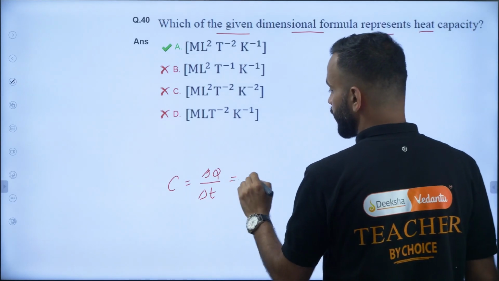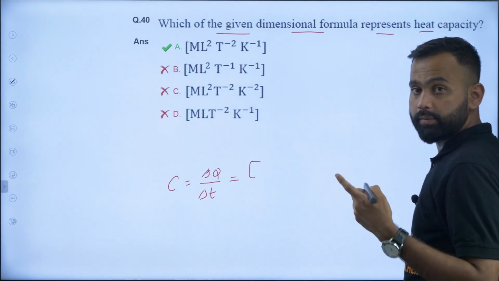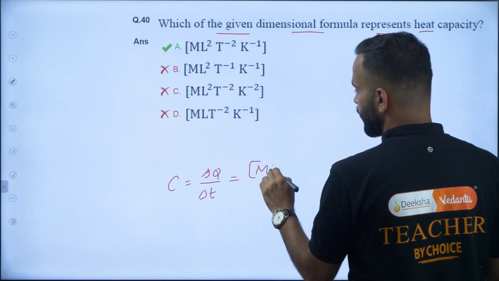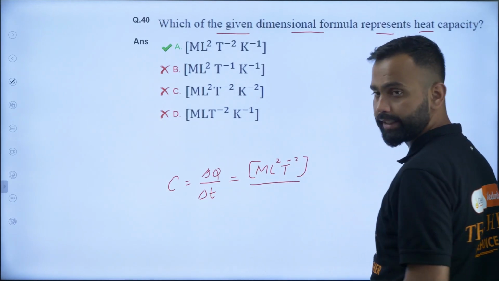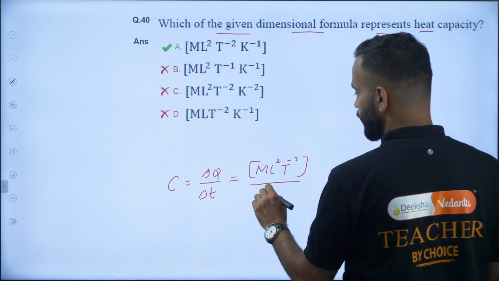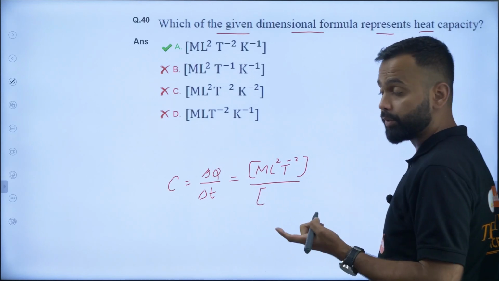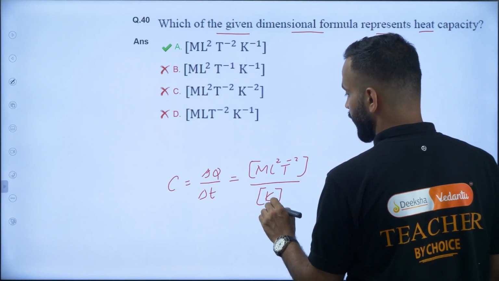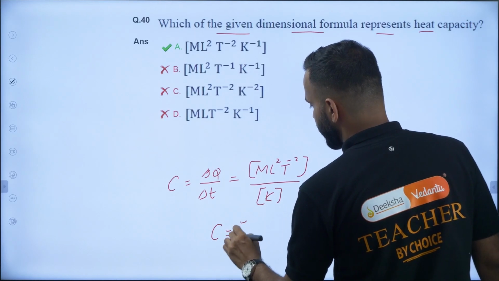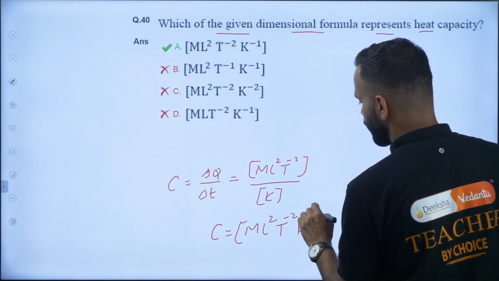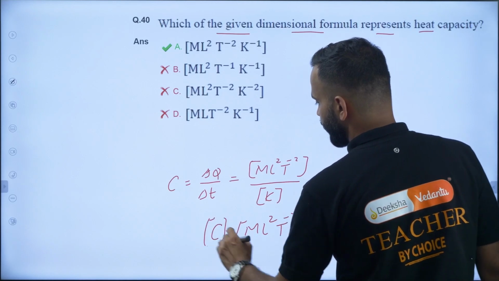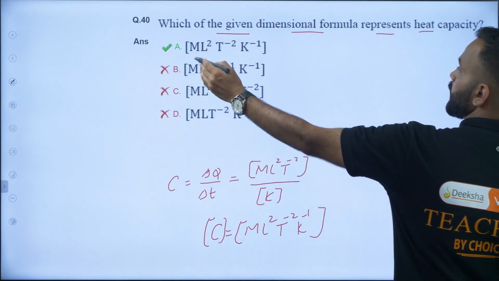That is equivalent to the dimension formula of the energy, that is M L square T to the power minus 2. What is the dimension formula of the delta T? That is the change in temperature, or the dimension formula of the temperature is K. So heat capacity C is equal to M L square T to the power minus 2 K to the power minus 1. Okay, so the correct option is A.